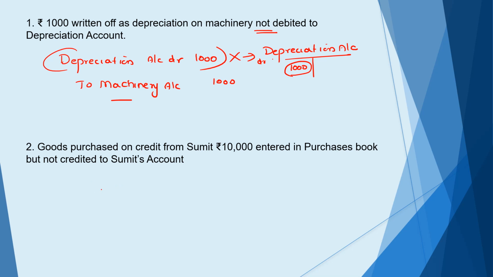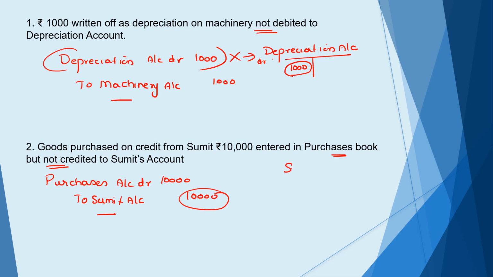Similarly, one more example we'll take to understand it. Suppose goods were purchased on credit from Sumit for 10,000, and this we have entered in the purchases book. Correct. A credit purchase of goods goes into the purchases book, but not credited to Sumit's account. When there is a purchase, as a journal entry, we would pass the entry: purchases account debit to Sumit's account. So from this we understand that we should have debited the purchases and credited Sumit's account. What has happened here is that it has not been credited.